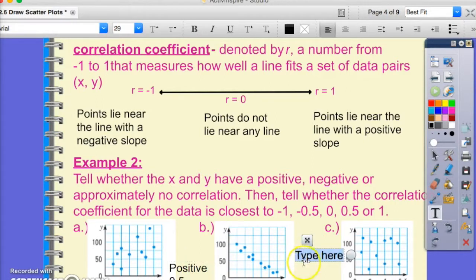All right. And how about for the next one here? We know it's negative, right? Now this one I would call -1. It's not exactly a straight line, right? But you see how close the points are together?